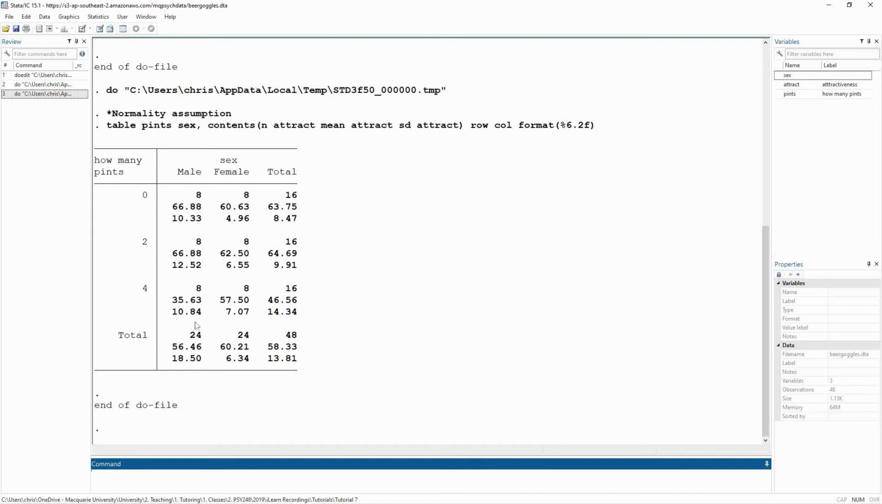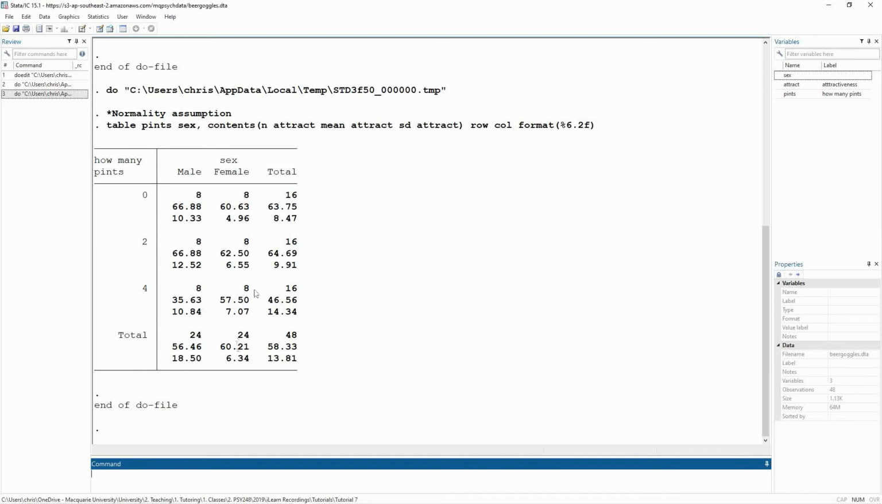The total down the bottom here is the mean attractiveness of all males averaging across how many pints they had. So if I went 66.88 plus 66.88 plus 35.63, and I divided that by 3, I would get about 56.46 within rounding error. And it has a much larger standard deviation, 18.50.